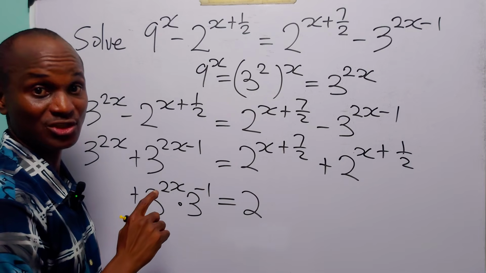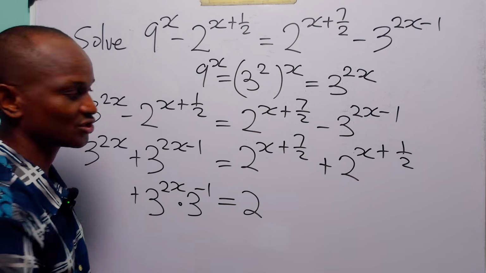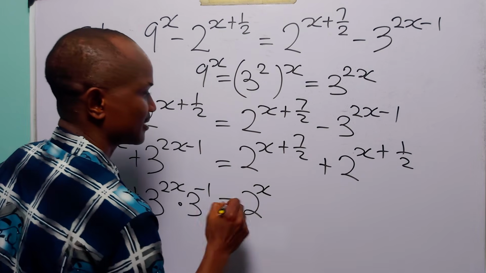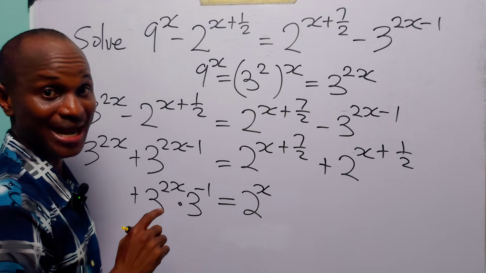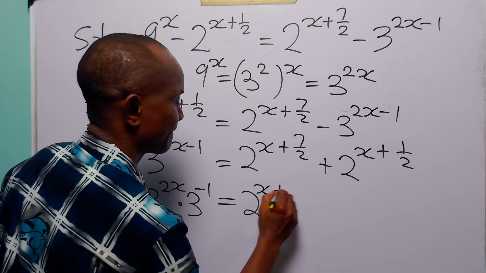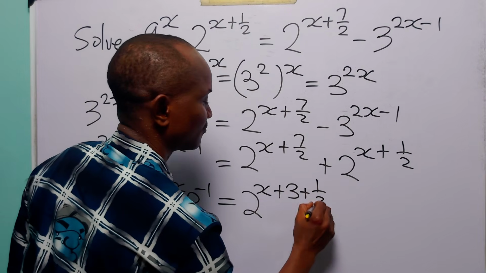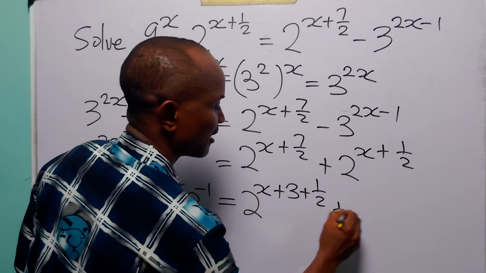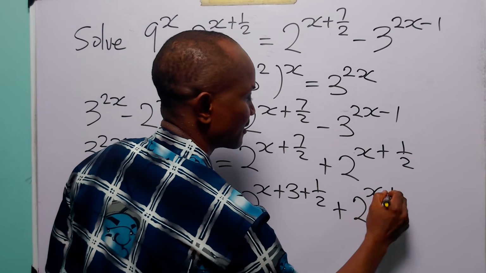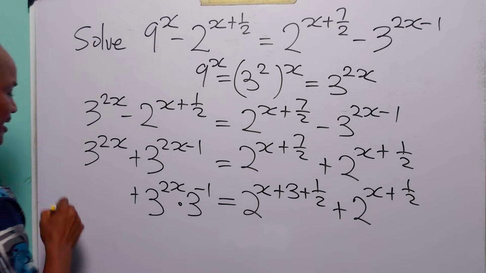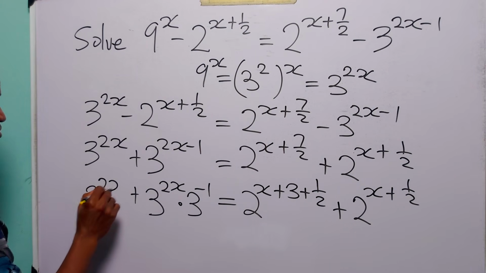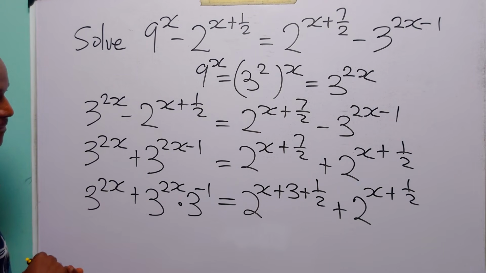Now, when we look at this, what we are going to do is that we will break this improper fraction into a mixed fraction. So here we have x. 7 divided by 2 is 3, then we have a remainder of 1. Now we still have 2 to the power x plus half. And here we still have 3 to the power 2x.